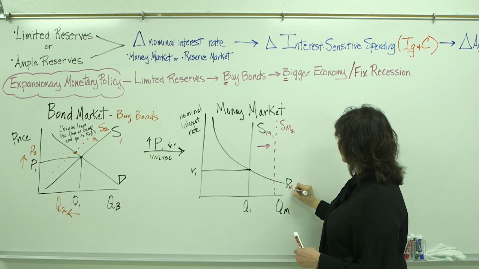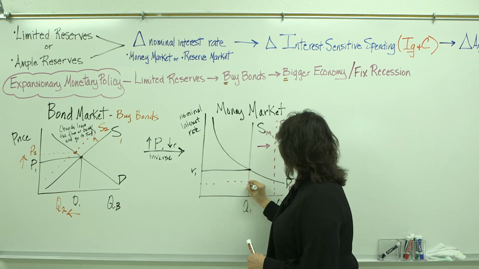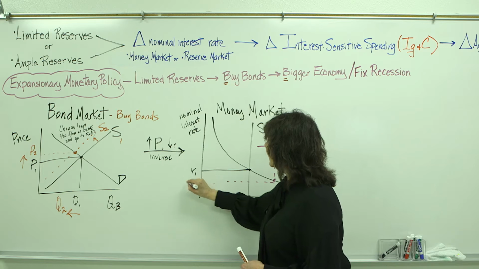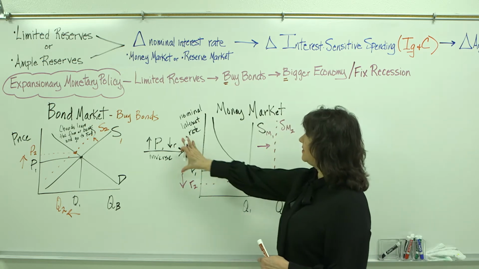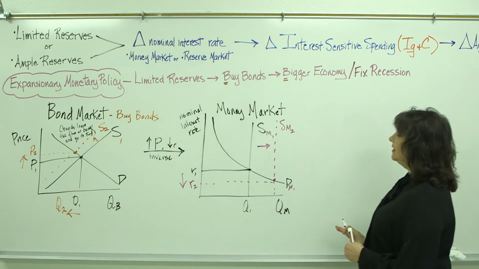I probably should put demand of money 1. And now look what happens to my interest rate. Oh my gosh, this is exactly what I want to see happen. My interest rate came down. So now I have validated this relationship.